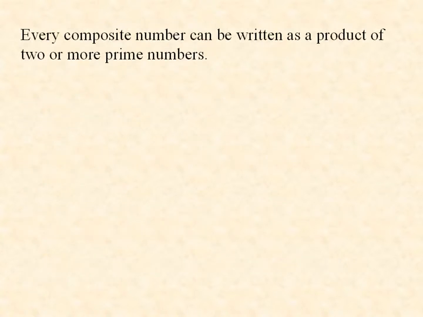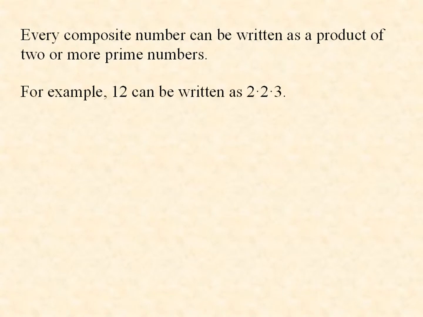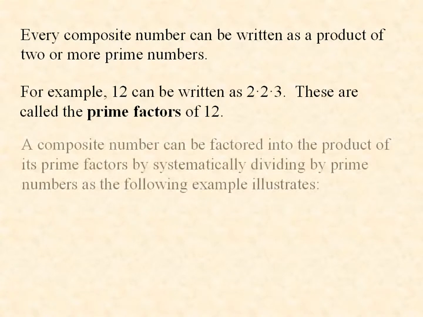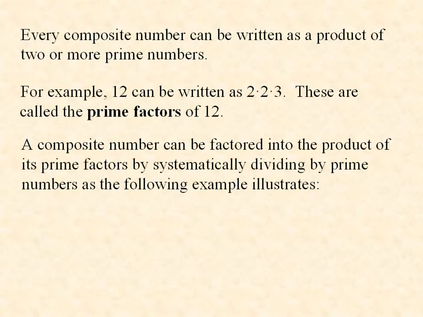Every composite number can be written as a product of two or more prime numbers. For example, 12 can be written as 2 times 2 times 3. These are called the prime factors of 12. A composite number can be factored into the product of its prime factors by systematically dividing by prime numbers, as the following example illustrates.